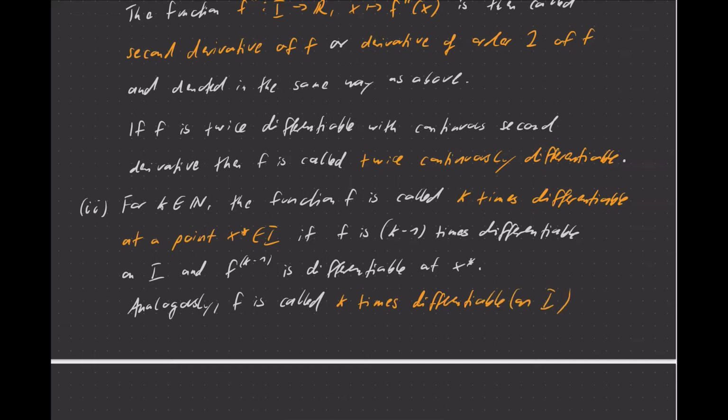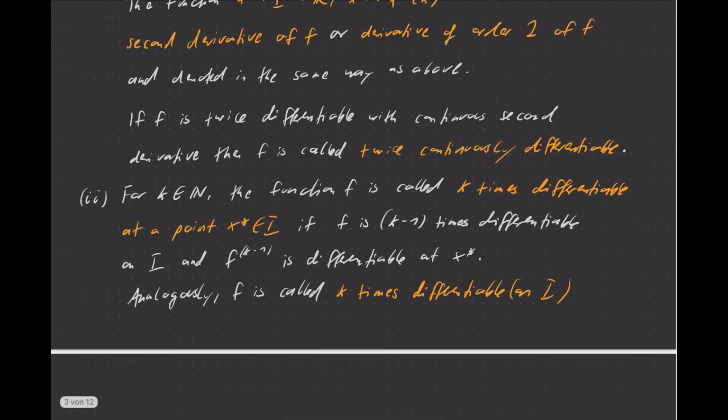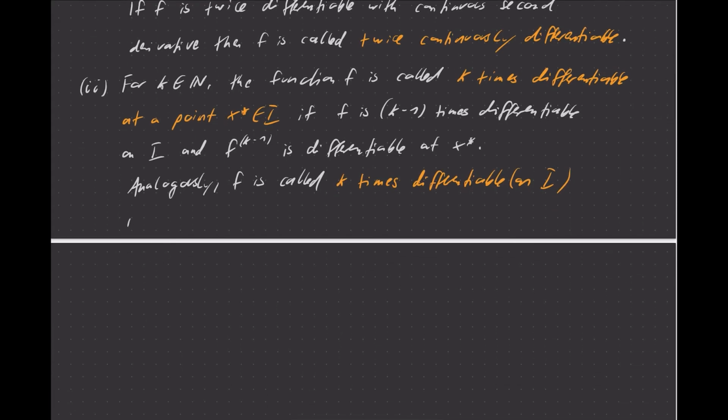And once again, if a function is k times differentiable on its whole domain, we often just leave out the domain. We just say the function is k times differentiable, implying that this is meant on the whole domain. So if f is k times differentiable for every point x star in I.